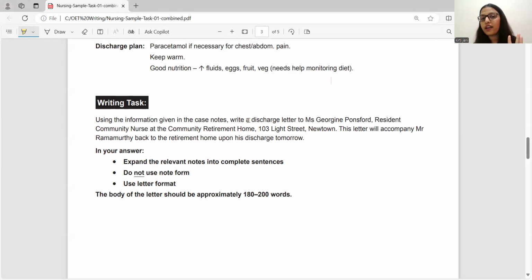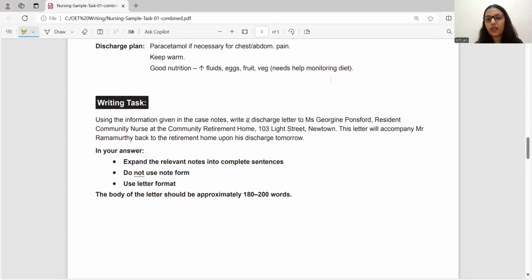Third is the reason for writing the letter. And probably you may come to know whether the reader is known or unknown to the patient. Let us try to read this writing task and then we will identify these four things.